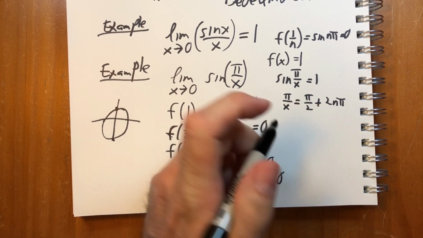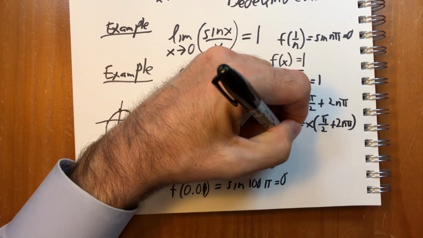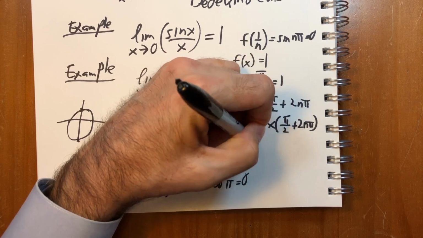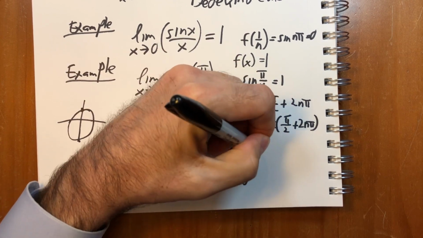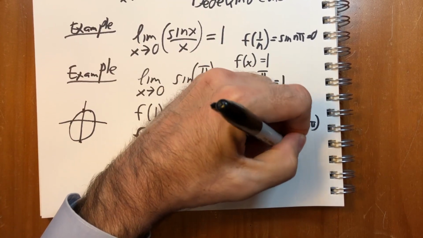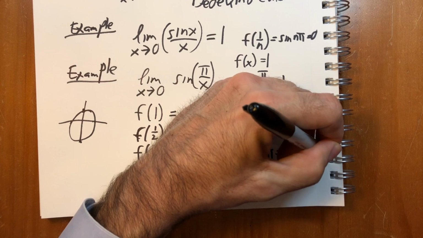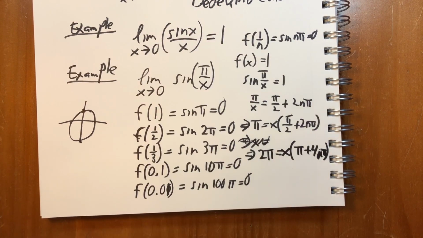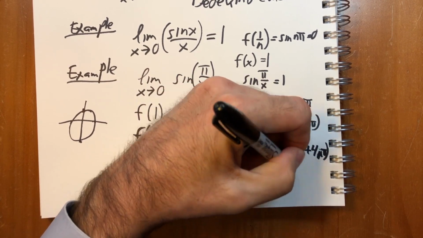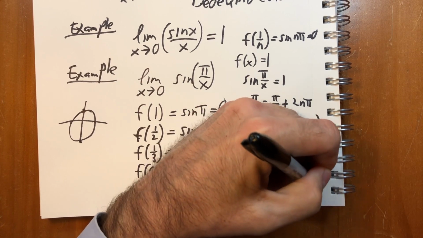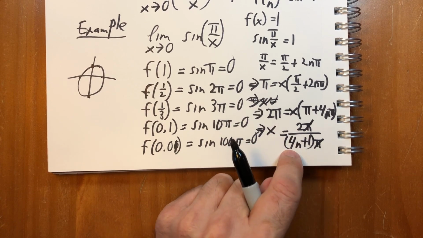So if we solve for x here, then we get pi over x equals pi over 2 plus 2n pi. Actually, before we do that, if we multiply both sides by 2, then we have that 2 pi over x equals pi plus 4n pi. Sorry, I'm getting a little small. Okay. And now if we divide this over, we have that x equals 2 pi over (4n plus 1) pi, divided through by pi, and we have that x equals 2 over 4n plus 1.